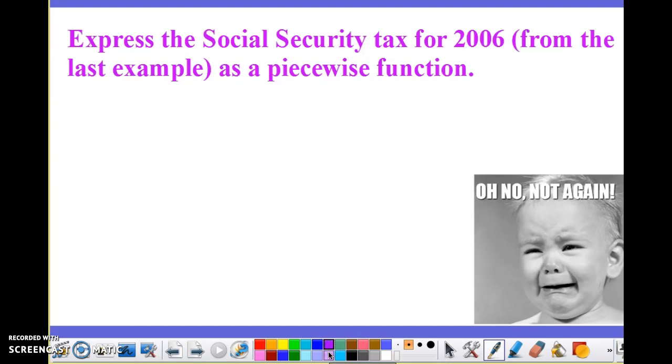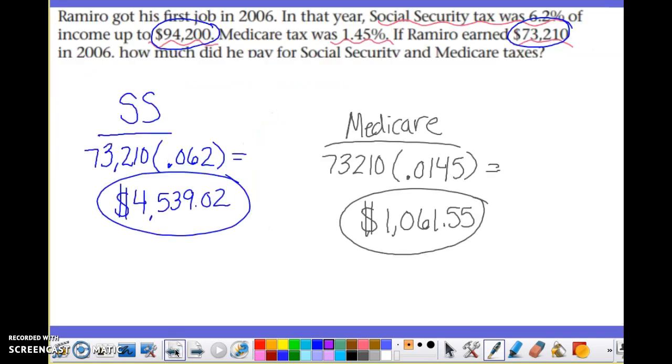Just to start, remember it really doesn't matter what letter we use out front here. I'm just going to use T for taxes, so I'm going to say T of X. This is function notation. It's just a fancy way of saying Y. And we have to think about our Social Security tax. Looking back at the last example, we see that Social Security tax is 6.2% of income up to $94,200. After that, the most Social Security taxes you can pay is 6.2% of that $94,200.